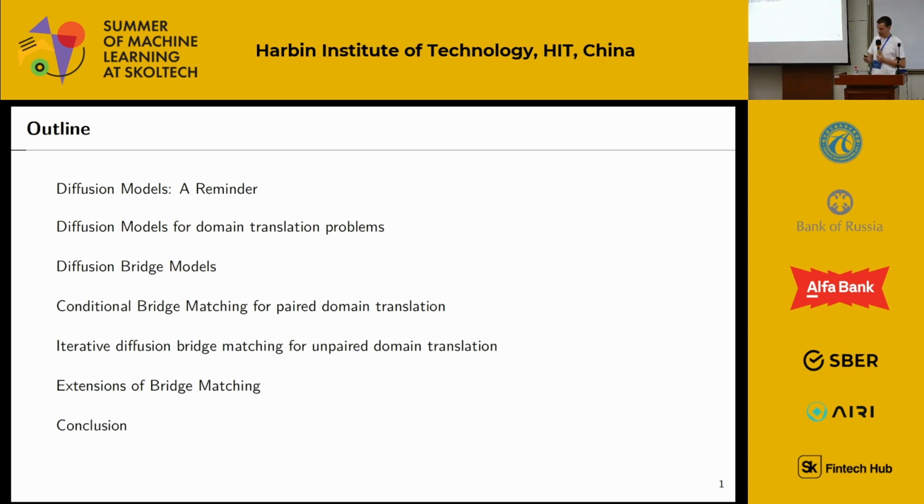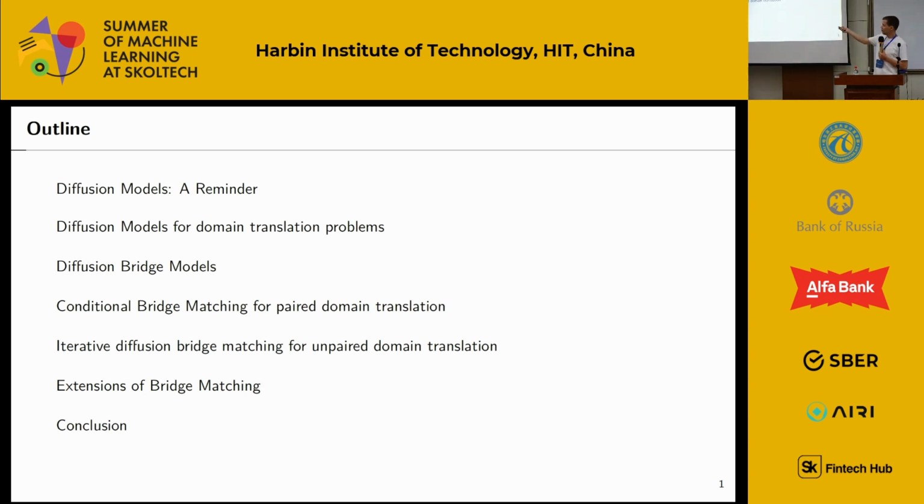So the first two parts will be a kind of background. First we will again briefly recall what diffusion models are. This time we will recall them in a little bit more detail, because today we are going to talk about diffusion related stuff, and we'll need to understand some basics like stochastic differential equations and so on. Second, we will talk about domain translation problems. What are these problems, and how diffusion models are nowadays applied to solve domain translation problems such as image-to-image translation, super resolution, and so on.